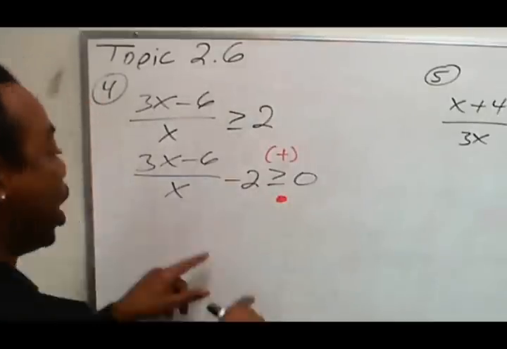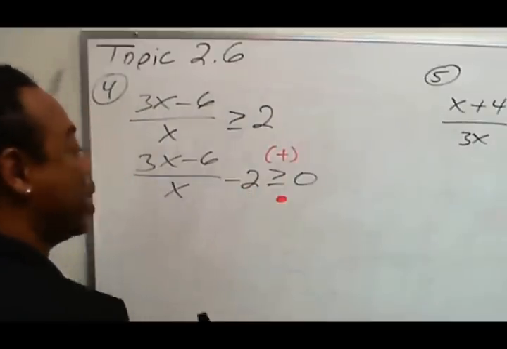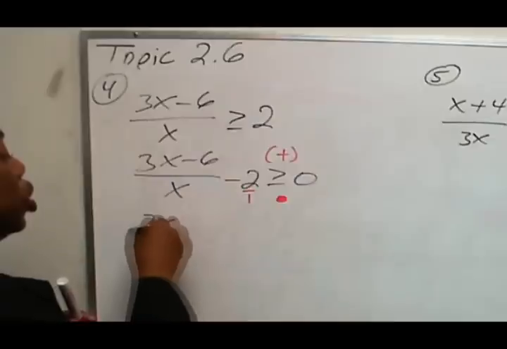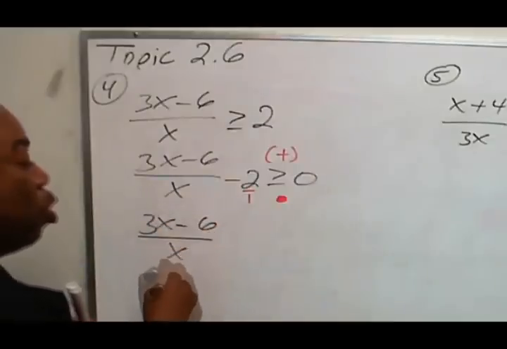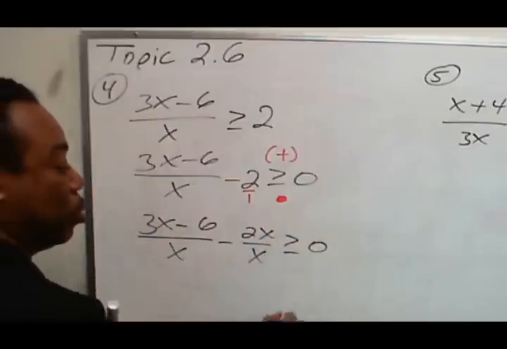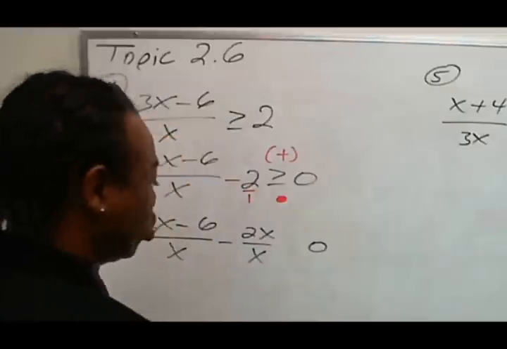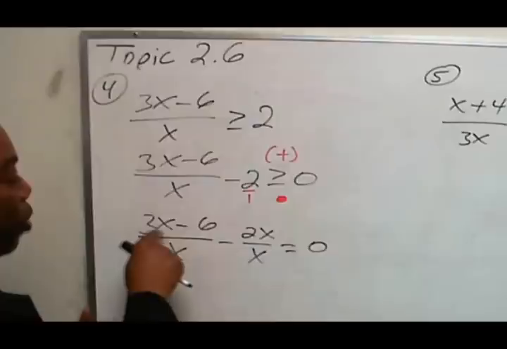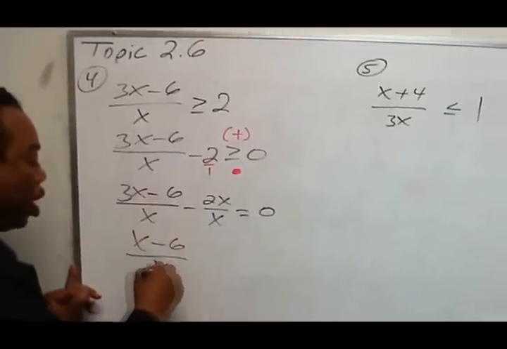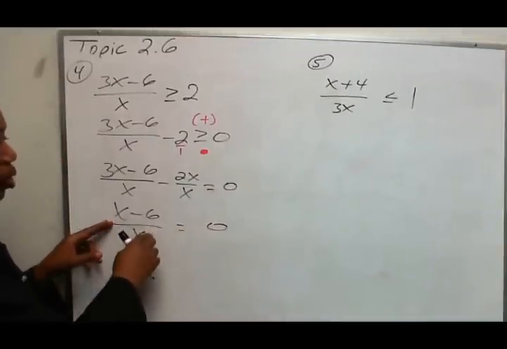Now, furthermore, we'll have to add these two. In order to add these two, they have to have the same denominator. Right now, our denominator is 1 for the 2, so I'm going to multiply the top and bottom by x. So we'll get 3x minus 6 over x minus 2x all over x. And temporarily we can make this equals 0. And now the 3x and the negative 2x can get together and become x minus 6 all over x equals 0.